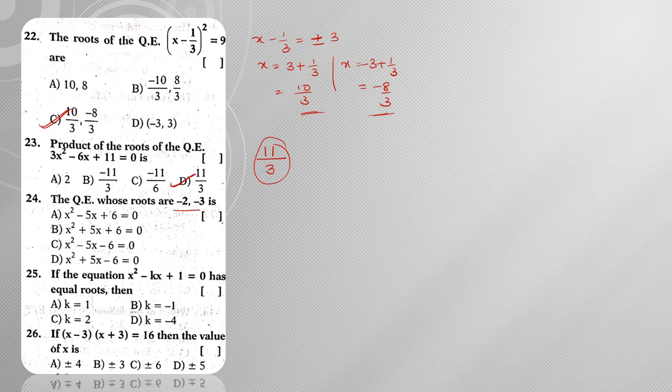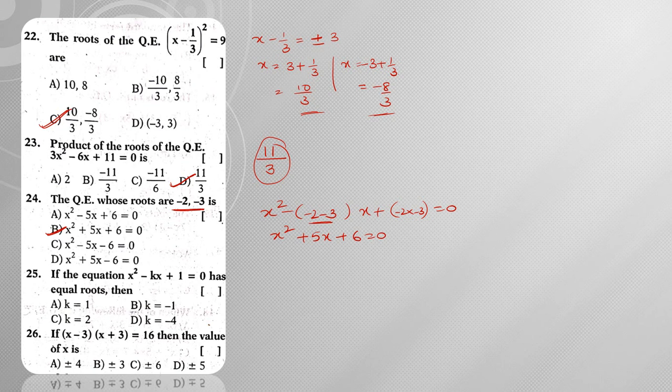Next, quadratic equation whose roots are minus 2, minus 3. Minus 2 and minus 3. So how can I write it as? So x square minus of alpha plus beta into x plus alpha beta. Right. So this I can write as x square minus of minus 2 minus 3 into x plus minus 2 into minus 3 is equal to 0. Now from this what I can say, this is minus 5. Minus 5 into minus is plus 5x plus 6 is equal to 0. So answer is x square plus 5x plus 6 is equal to 0.